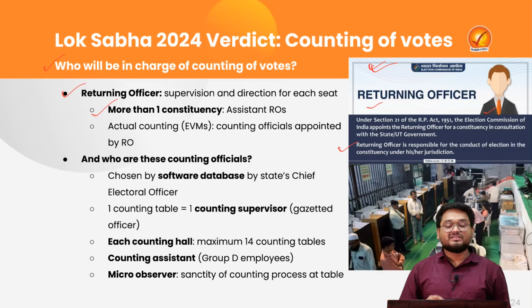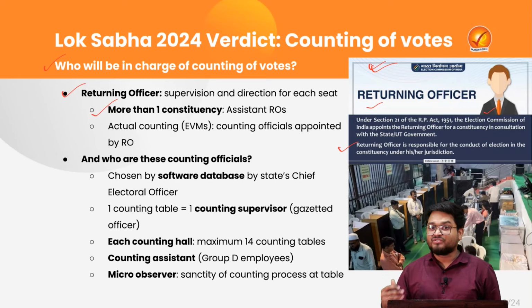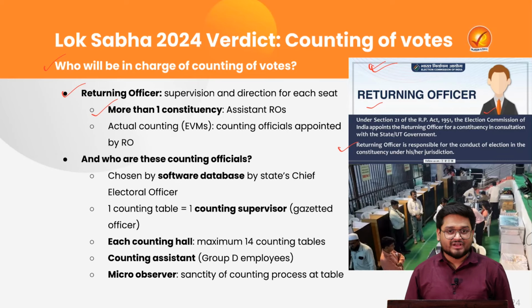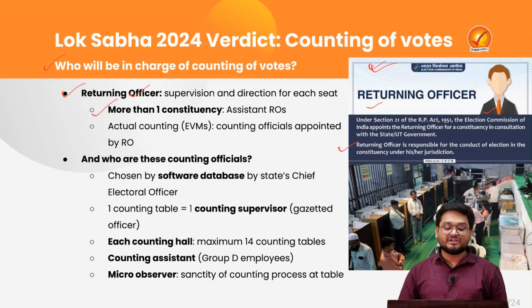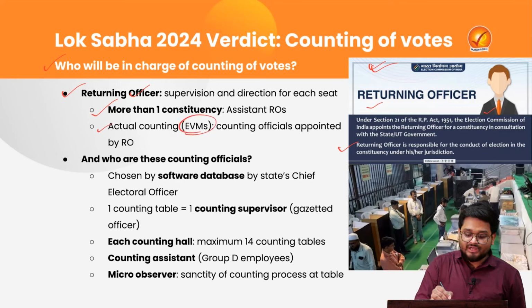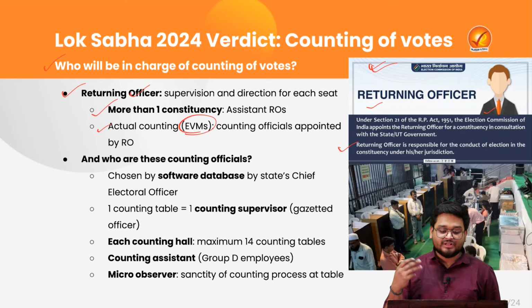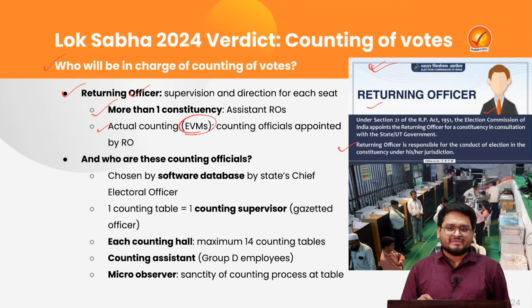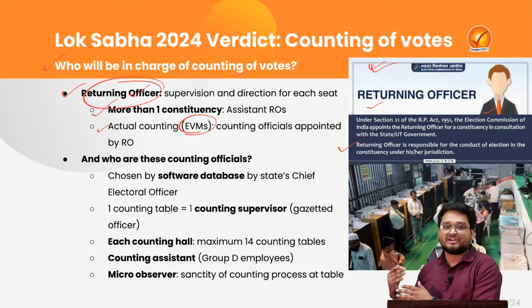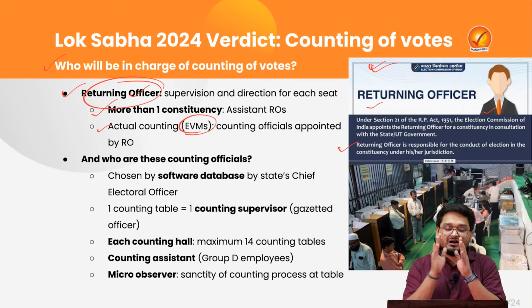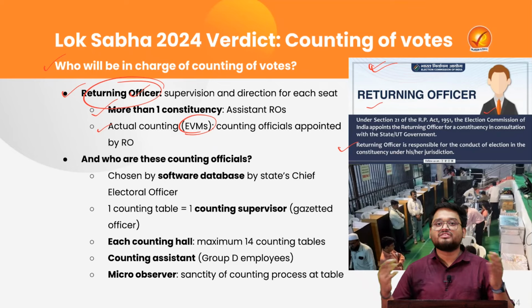And when, for example, the votes have to be counted across one or more, say 2, 3 or 4 constituencies, there will also be an assistant returning officer. Now, when we talk about counting, obviously we are talking about the counting of the electronic voting machines, or the EVMs. For this counting, the returning officer will not be individually counting the EVMs and the various records of the votes. So the returning officer will have some others to help him.